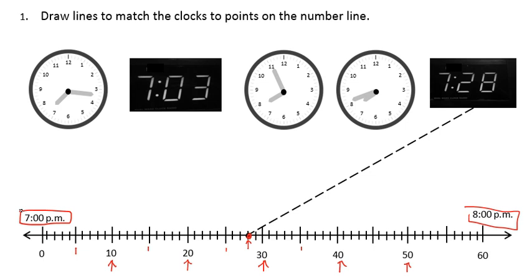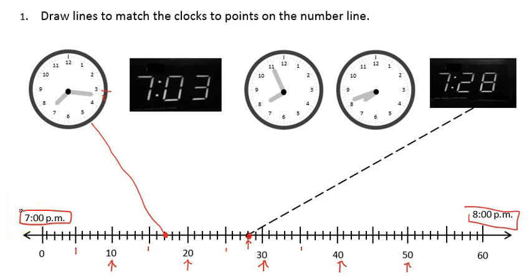If I look at my first clock, it's after 7 o'clock. If it were on the 3, that would be 7:15. It looks like it's about 2 minutes past that though, so that would be 7:17. If I find the 15-minute point and move it 2 spaces over, here would be 7:17. So that would match this clock.